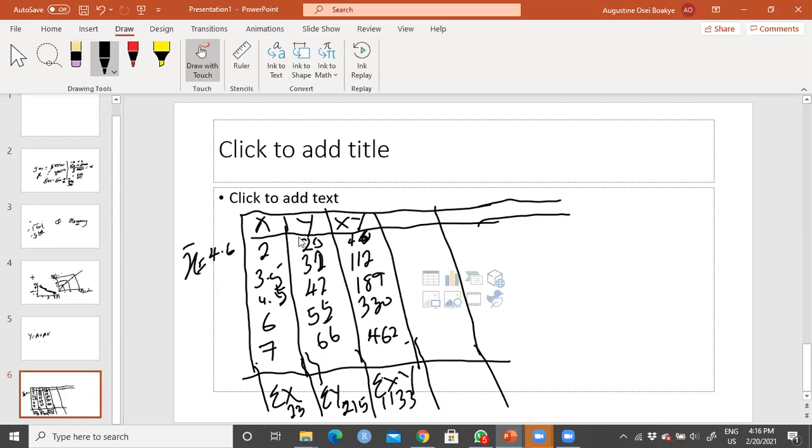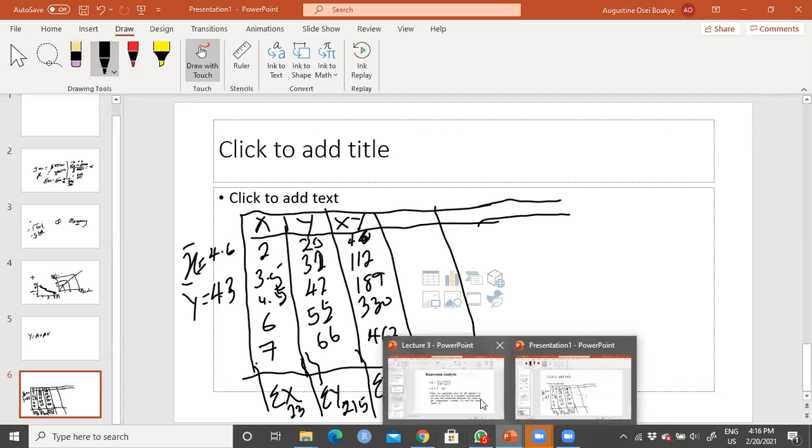Now, to get the mean of y, it is the total here divided by 5, because we have 5 outcomes, 1, 2, 3, 4, 5. So someone should quickly divide 215 by 5 for me. 43. Thank you very much.